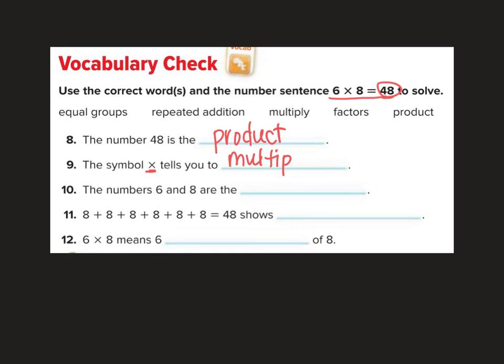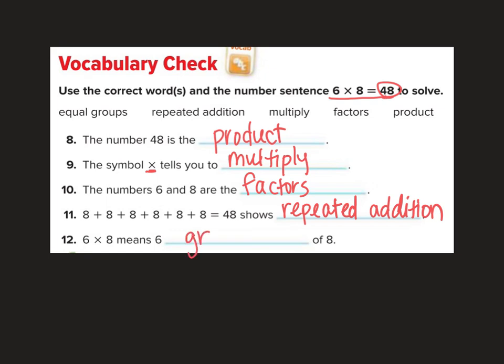This is in the homework, sorry. I switched to the homework. I hope you figured that out. The numbers 6 and 8 are the factors. And 8 plus 8 plus 8 plus 8 plus 8 plus 8 equals 48 shows repeated addition. And 6 times 8 means 6 equal groups of 8.